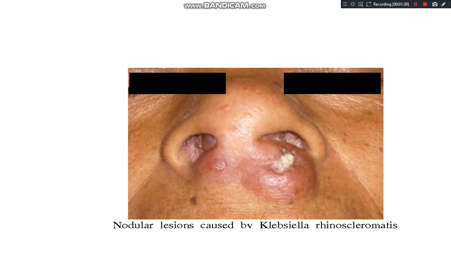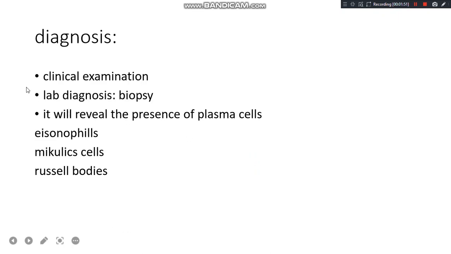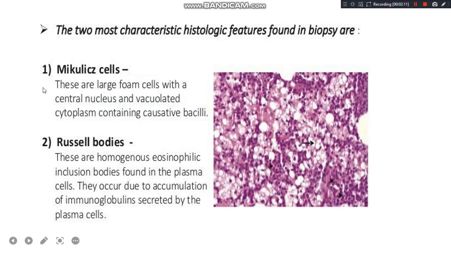So here you can see this is the nodular lesion which is caused by Klebsiella rhinoscleromatis. As we have discussed, these nodules are actually painless and non-ulcerated. So the diagnosis, after the clinical examination, you have to go for the lab diagnosis like biopsy. So the biopsy will reveal the presence of plasma cells, eosinophils, Mikulicz cells, and Russell bodies. Now these two cells are very important diagnostic features. How? Let's see. Now, this is the Mikulicz cell and this is the Russell body.